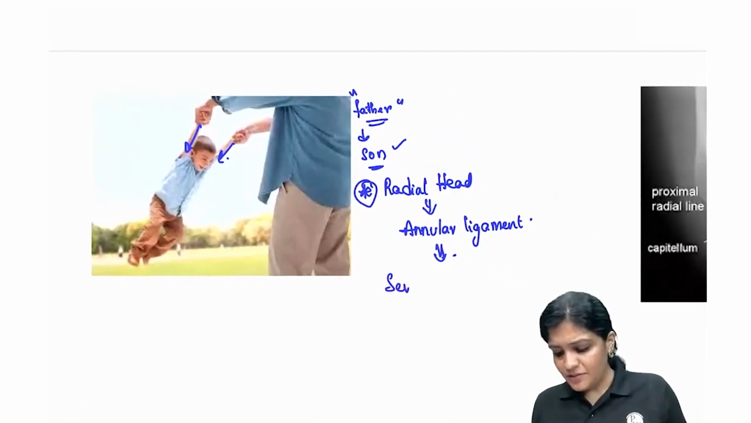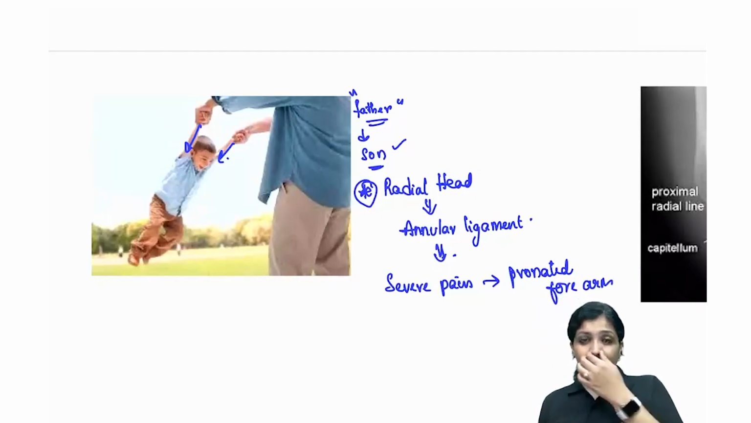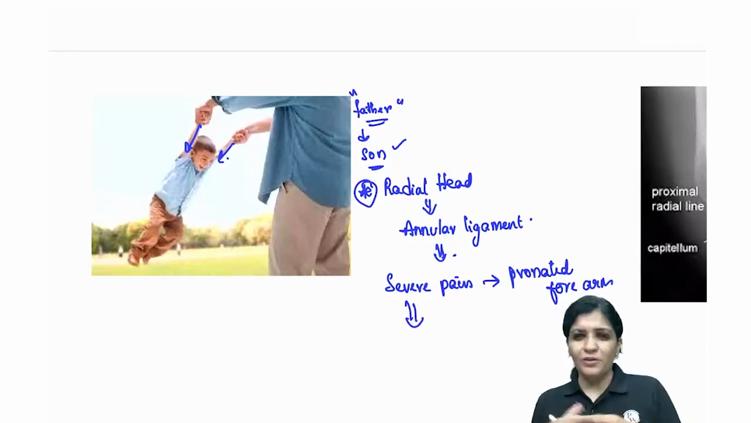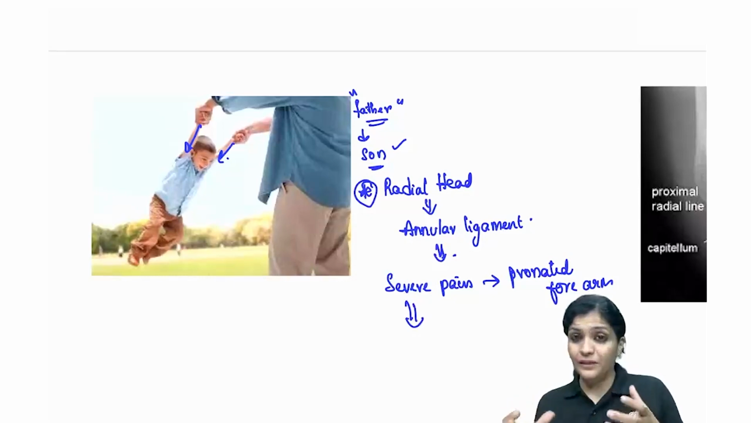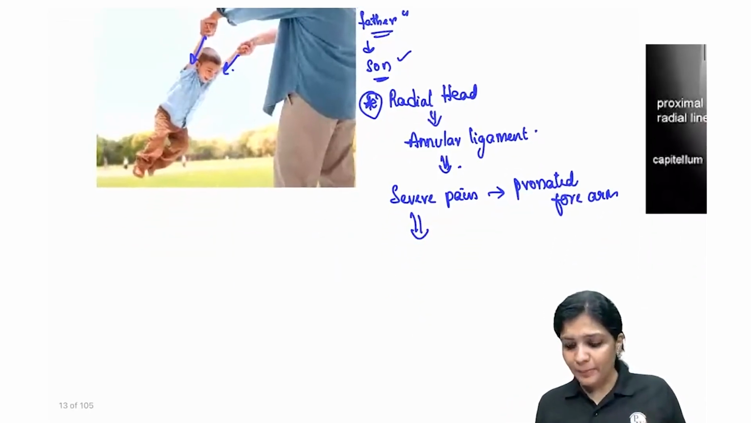So the patient will have severe pain, and now he comes with the pronated forearm. So the forearm is in pronation and he comes with severe pain, right? And now what happens is you diagnose it. You take an x-ray. Obviously you have to take the x-ray, and on palpation you feel that there is a problem in the radial side or the lateral aspect of the elbow. And now what do you do?